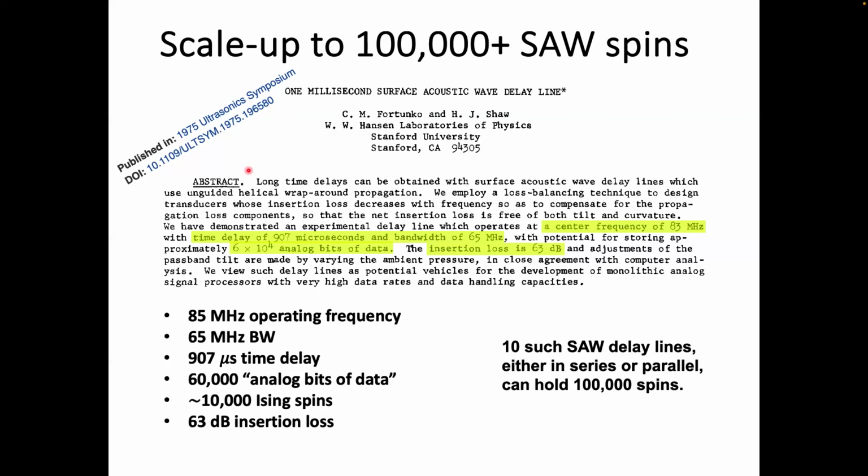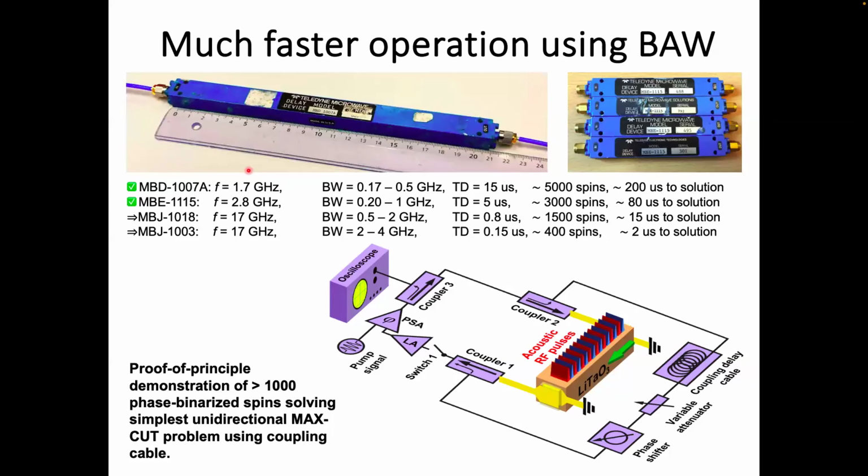Other directions we're working in: there are other delay lines. Bulk acoustic waves are faster. These you can buy, though they are a little bit more expensive. We have tried two types, 1.7 gigahertz and 2.8. We've characterized them and estimate from our measurements that we should be able to fit 5,000 or 3,000 spins in there. And then the time to solution would speed up a lot.